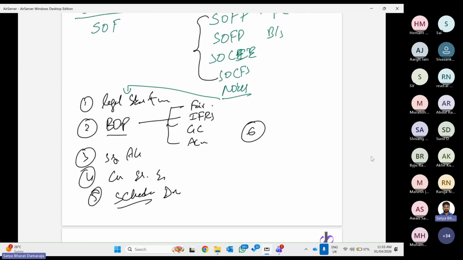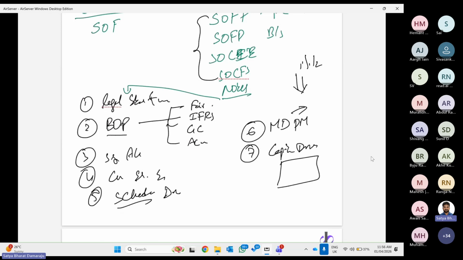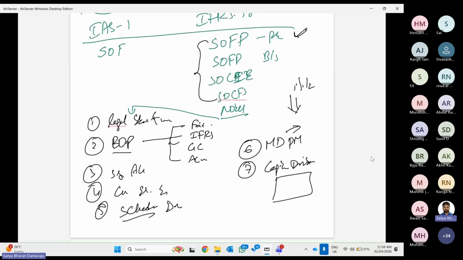What else will we present? Going forward, once IFRS 18 comes into place, effective from 1st of January 2027, there is a further requirement of management-defined performance measures. Not mandatory, but in certain scenarios we need to present this. 7, capital disclosures: how we are protecting the capital of the company, how the management is working towards protecting the capital of the company. So multiple elements, these are how we need to present.